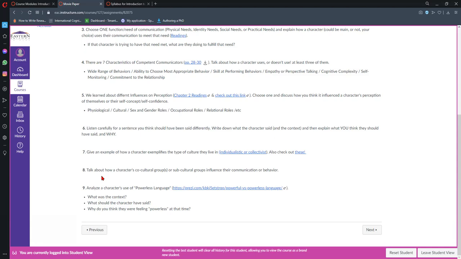And then analyze a character's use of powerless language. So what is the context that they use this powerless language? What should they have said? And then why do you think they were feeling powerless and using that type of language at that time?